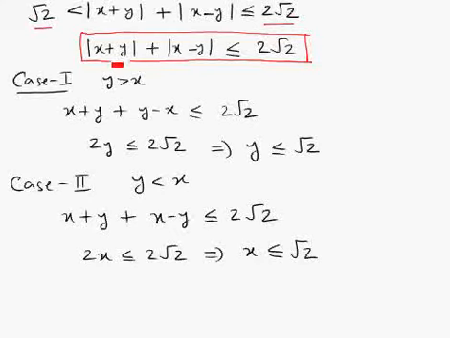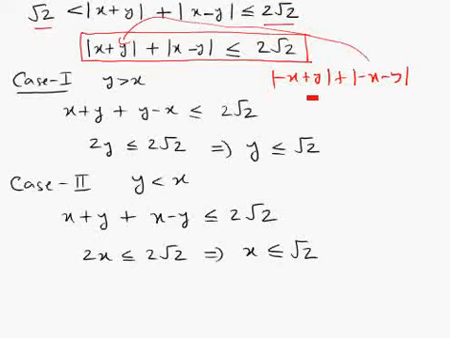Now in this case, first of all, if we replace x by −x, there is no change in this inequality. If I take minus common from this side, it becomes x + y, and if I take minus common from this side it becomes x − y. So on replacing x by −x, this remains the same. Similarly, if I replace y by −y, there is no change in this inequality.